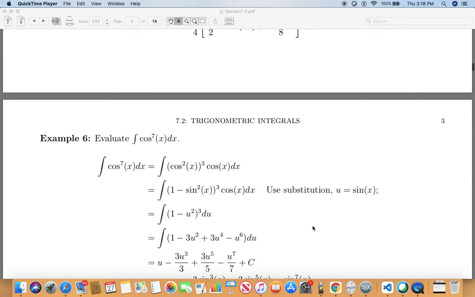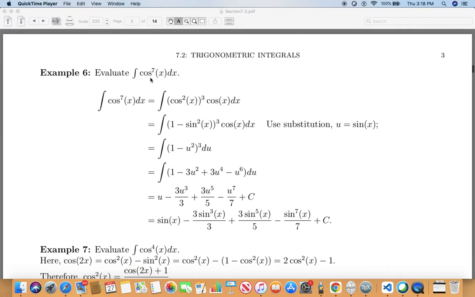Now here is an odd power. What do we do when we have odd powers? We take away one of the powers aside and keep the other, split it. Cosine squared x to the power 3 times cosine x dx. Cosine squared is 1 minus sine squared x, to the power 3. Now we are going to use the substitution u equals sine x, because the 1 power is going to be your derivative.